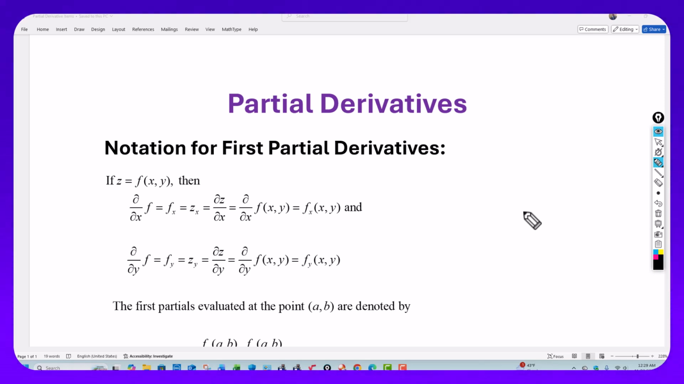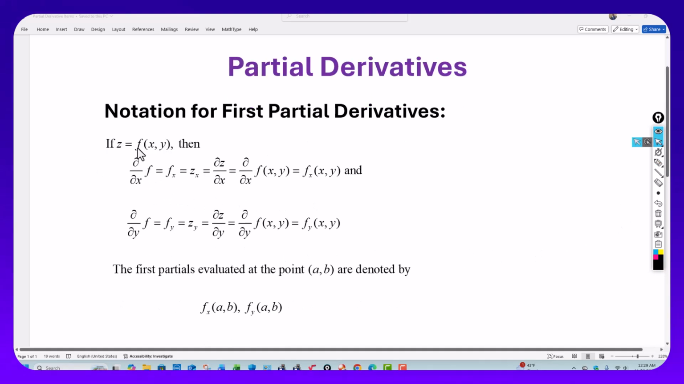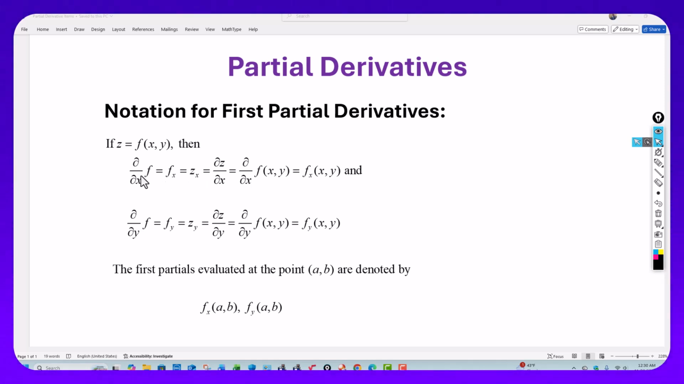Now for partial derivatives, we're dealing with expressions of two or more variables. In this case, it's a function of x and y. It could be x, y, and z. So here we have z is a function of the variables x and y. And this is the notation you use. Partial derivative of f with respect to x is the same thing as f sub x. If you're using z to denote the function, z sub x means the same thing, partial derivative of z with respect to x. You can write it this way.